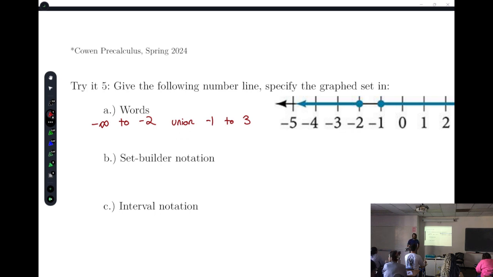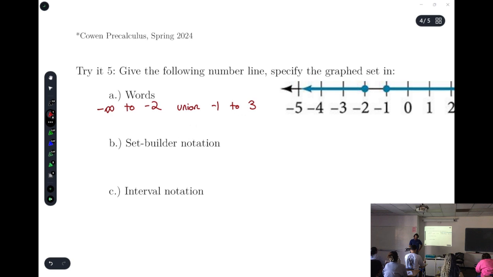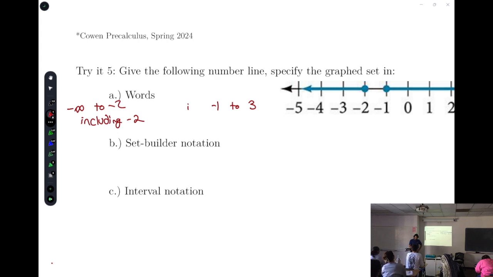Yeah, how do we convey that? Okay, the word including, right? That would actually be a really good word. Negative infinity to negative 2, including negative 2. And then, I should have erased that. I should have. United with.